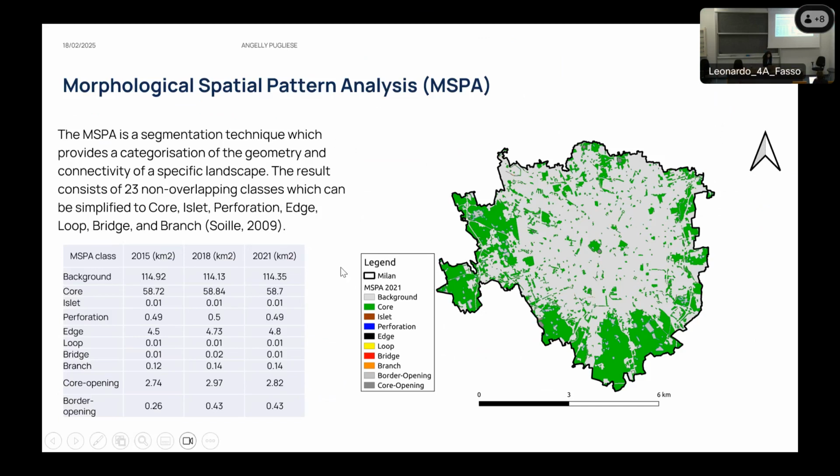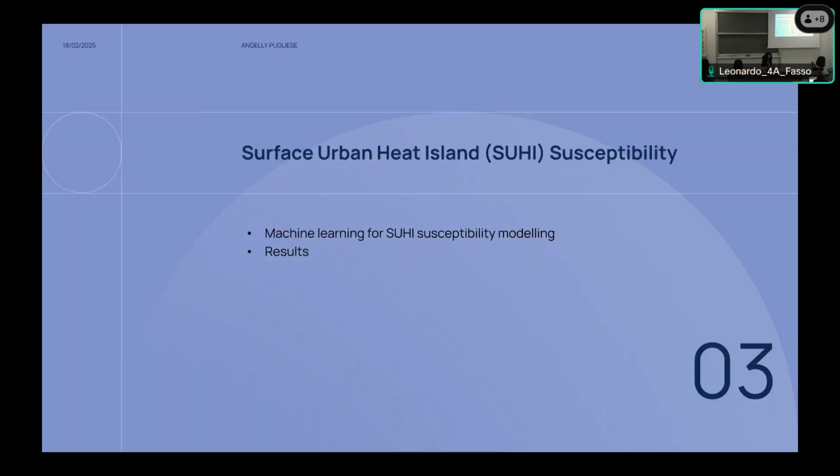So mainly we have core classes. There are multiple classes for this MSPA, and the core and the edge are the ones that are more present in the area of interest, while the rest are very non-significant, I would say. We will see then how these MSPA classes are related with the surface urban heat island intensity.